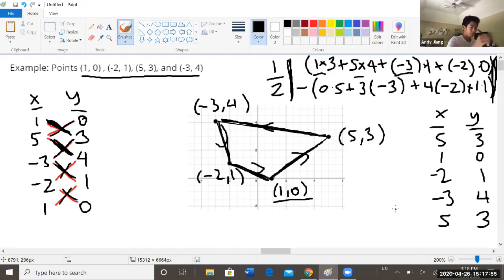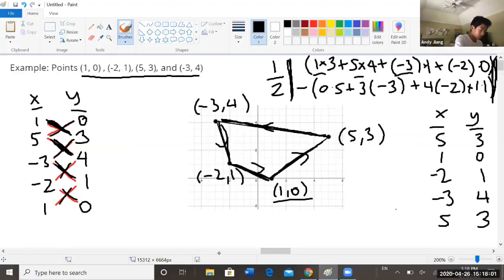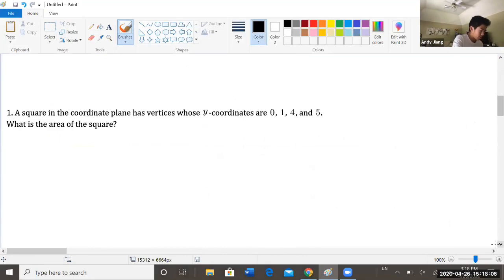Okay, so we'll be using this, and I'll do the process again in the problem. So actually, I'll go back to this. Our first problem is this one.